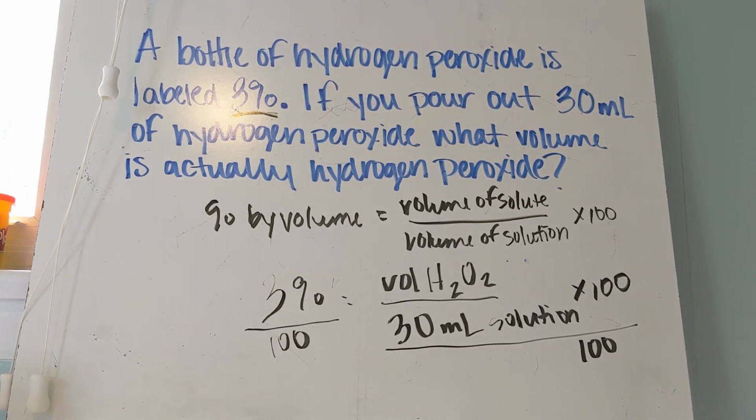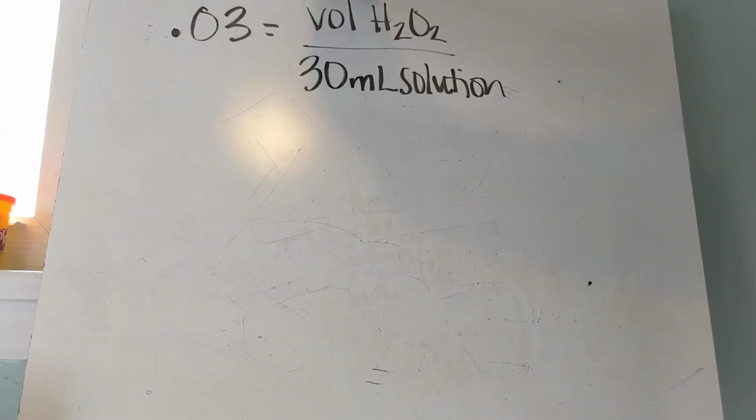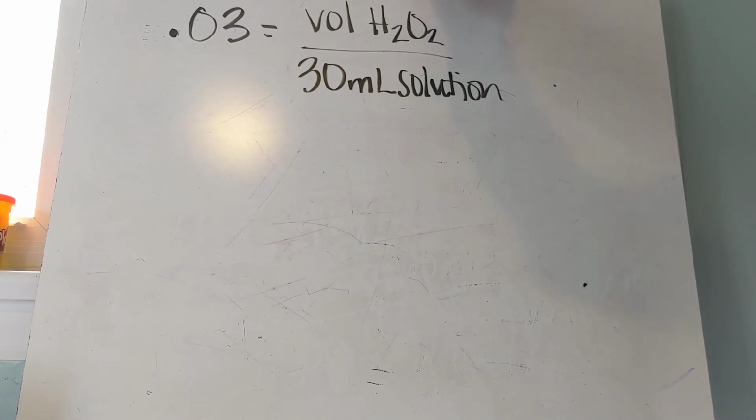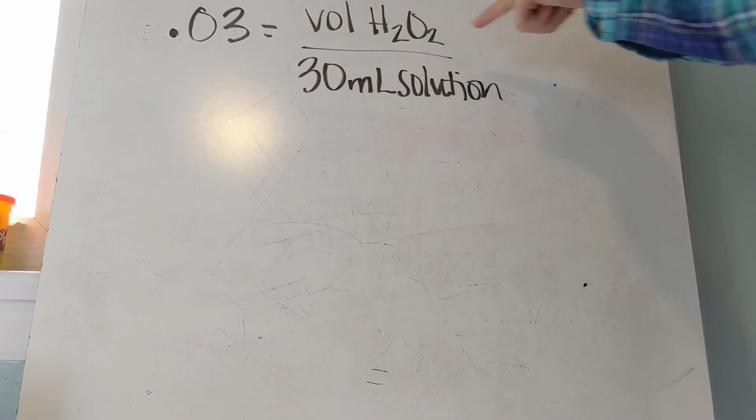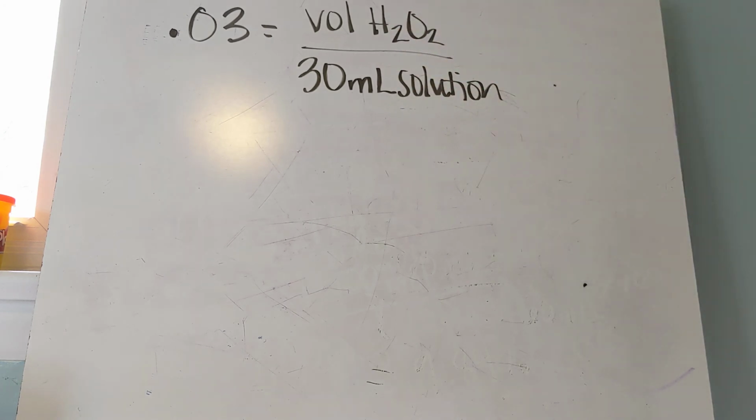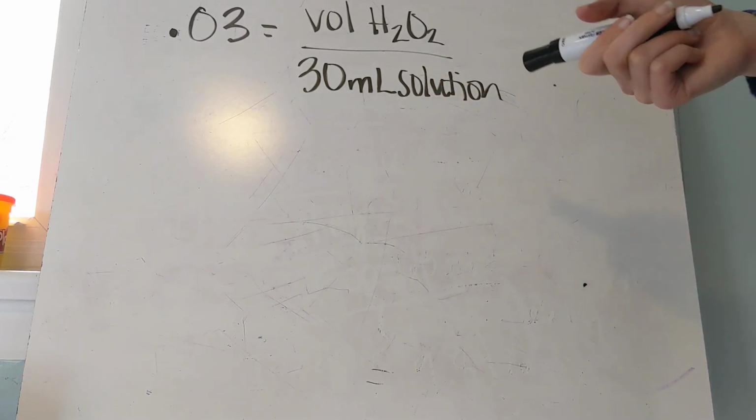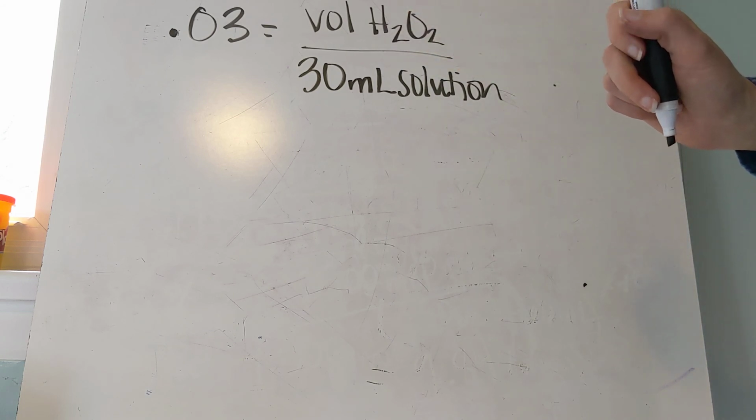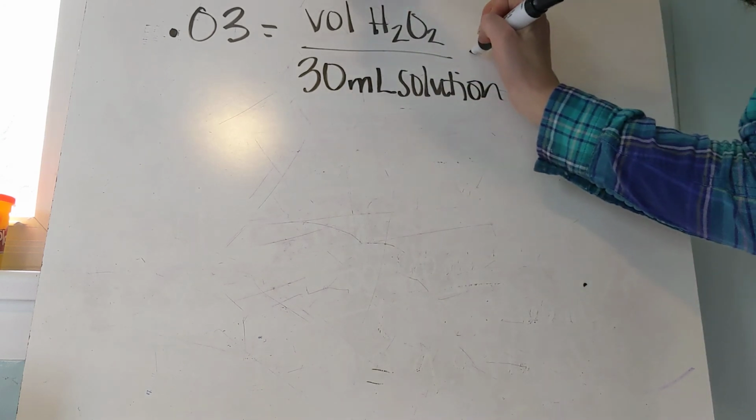So when I divide both sides by 100, remember that was to get rid of us multiplying by 100. So I got rid of that right here. So this is what I have now. Okay, I have 0.03 is equal to the volume of hydrogen peroxide divided by 30 milliliters of solution. Now, if I'm solving for the volume of hydrogen peroxide, I need to multiply both sides by 30 milliliters.